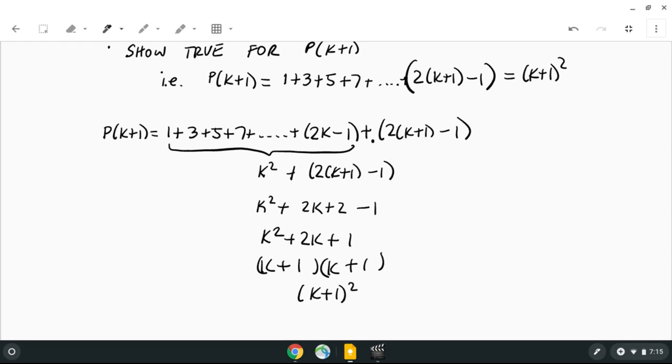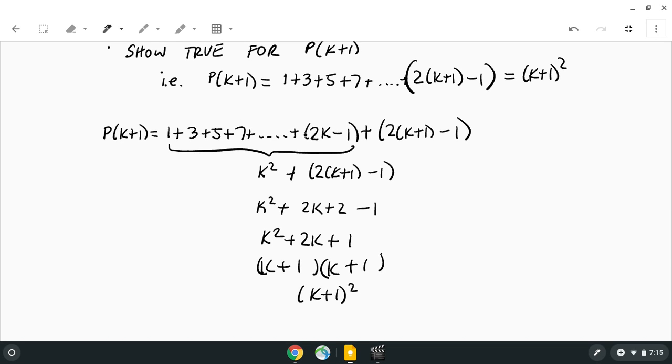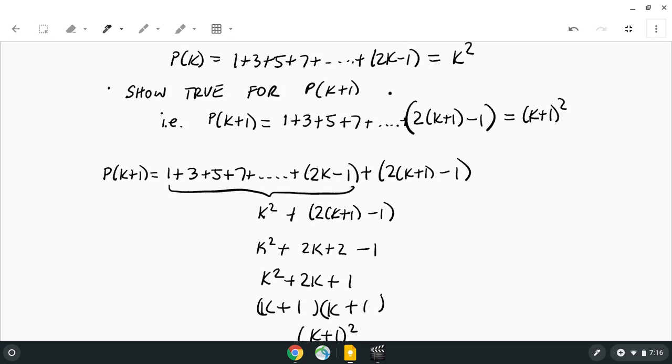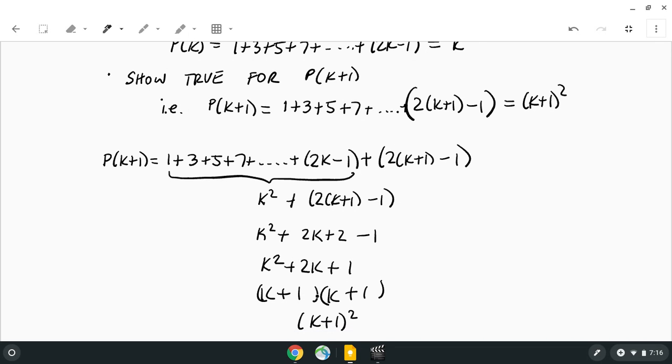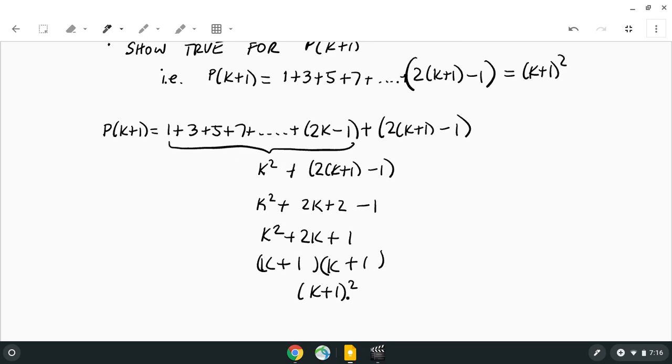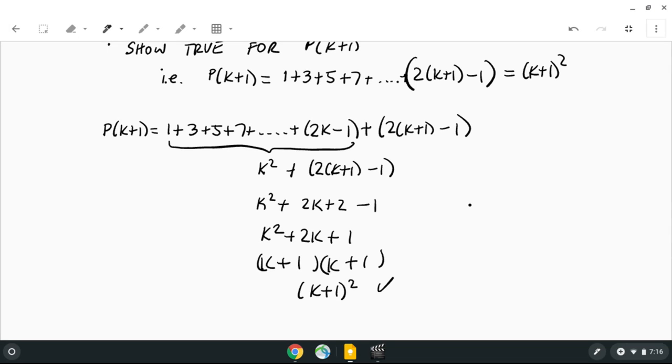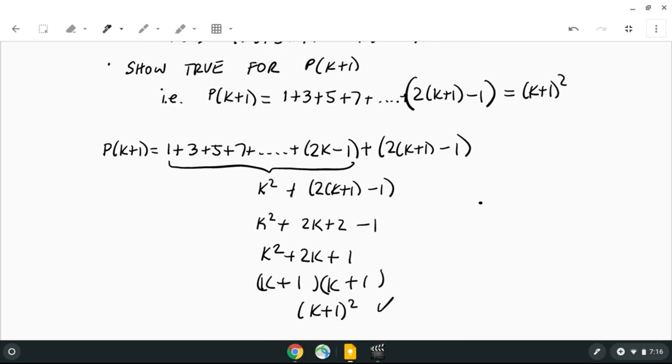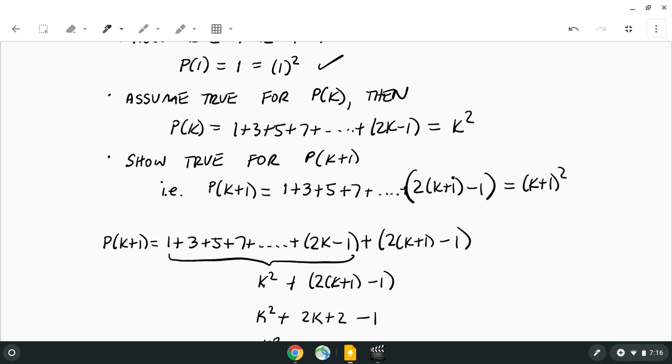You write out that sum, and you can replace the first k terms with whatever you stated here. Then you just work this out, factor, split up the terms until it looks like that, and it does. So we showed that it's true for k plus 1, and therefore we satisfy the 2 conditions.